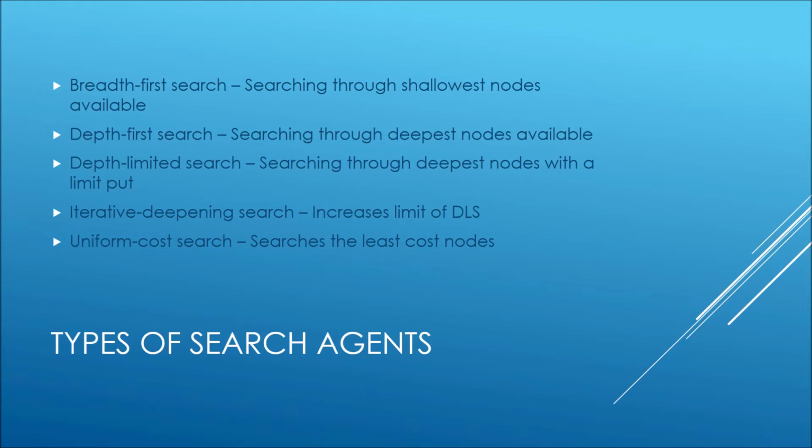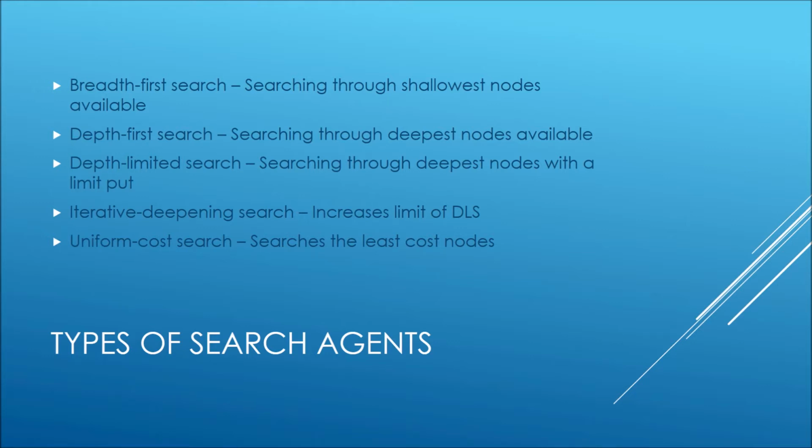And we have the depth limited search. This is a bit of a tweaked version of the depth first search. It searches through the deepest nodes, but with a limit put. For example, we can put a limit of 2 or a limit of 3, basically the layers that it'll search through. Eventually, we have the iterative deepening search, which increases the limit of DLS eventually. Basically, we can increase the limit as we go along the depth limited search. That's what an iterative deepening search is.